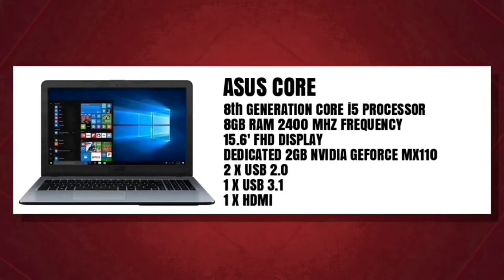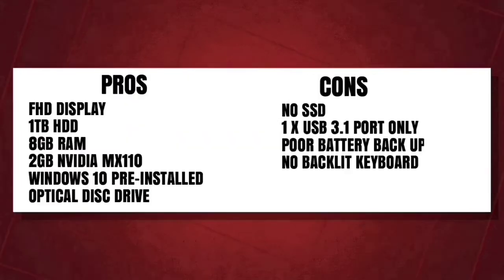The main highlighting points of Asus Core are the 8th generation Core i5 processor along with 8 GB of RAM and a 15.6-inch Full HD display, and the most important part is the dedicated 2 GB NVIDIA GeForce MX110 graphics card. So if you are a mid-range gamer and you prefer gaming, then definitely you can go ahead with this Asus Core, because giving a dedicated graphics card in this price segment is definitely excellent. So let's see the main highlighting advantages and disadvantages.